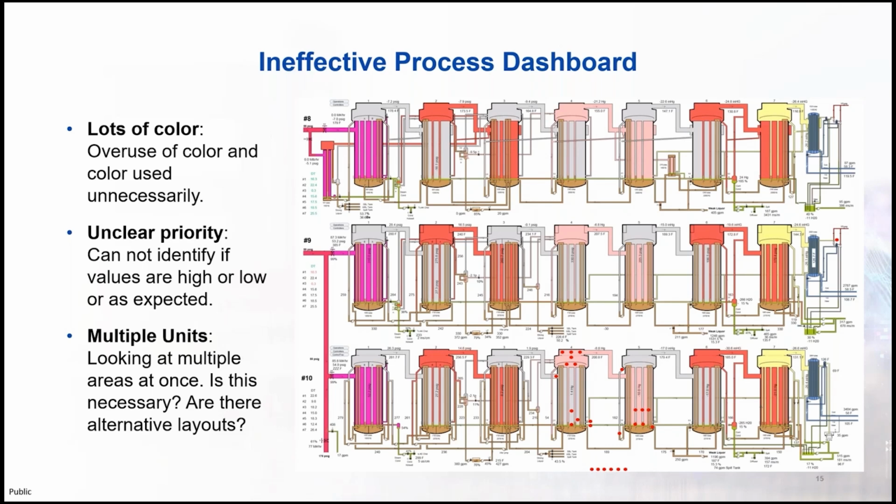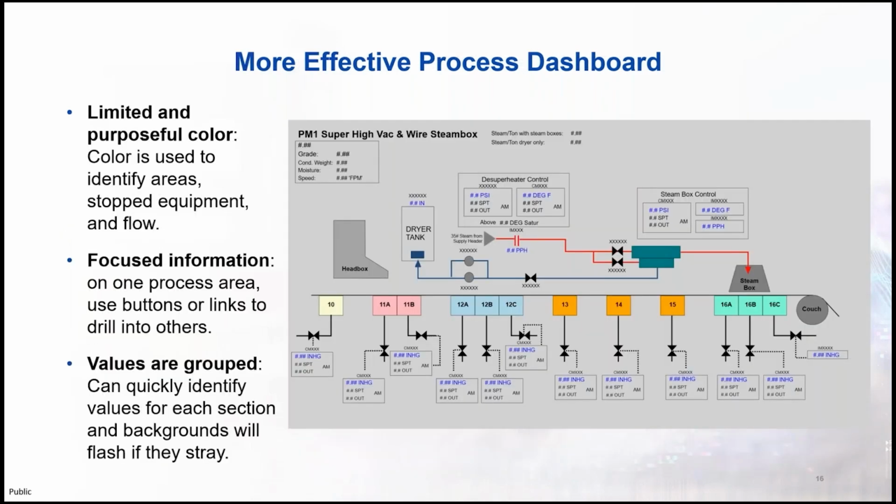So let's take a look at a more effective process dashboard. So in this case, I have purposeful color. My colors are used to identify areas. They're showing stopped equipment, and it is showing actual values. So when I see a blue value, I know that that is an actual tag value. And if it changes to green or to red, I know that it is either high or low compared to its set point. So my value colors are very purposeful.